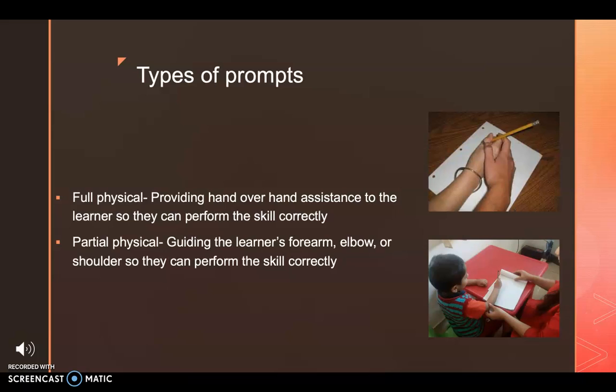A partial physical prompt, on the other hand, is guiding the learner's forearm, elbow, or shoulder so they can perform the skill correctly. Now, if you look at the picture in the bottom right corner, you'll see a teacher holding the learner's elbow to do the same thing, to teach them how to perhaps write their name or to draw a circle. So that's a partial physical prompt. It can involve holding the forearm, the elbow, or the shoulder to get them to perform a skill correctly.